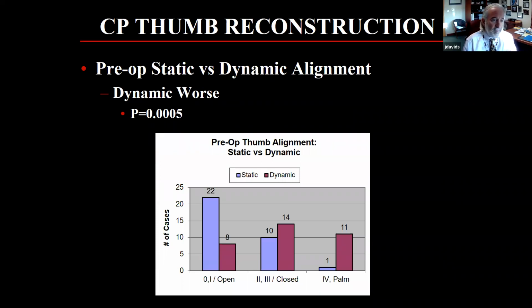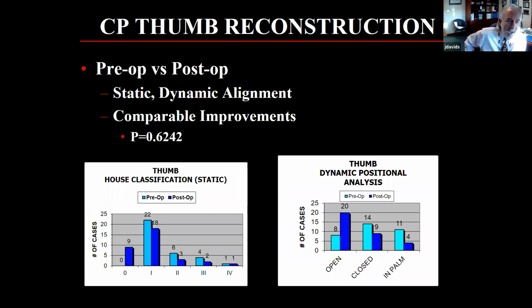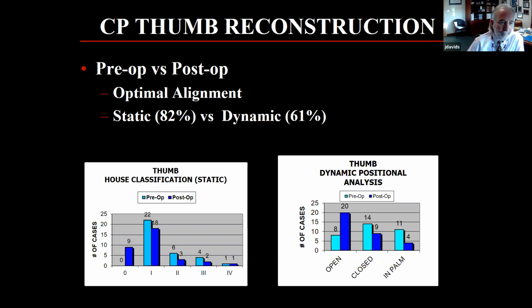We first looked to compare preoperative static versus dynamic alignment, and not surprisingly found that dynamic alignment was significantly worse than static alignment. That's why it's important to perform a dynamic assessment. When we looked at pre-op versus post-op, static and dynamic alignment outcomes showed comparable improvements. However, when we defined an optimal outcome alignment, static alignments improved to the optimal level in 82%, whereas dynamic alignments improved to the optimal level in only 61%. So again, dynamic outcomes are much more complex, but are more closely related to function.